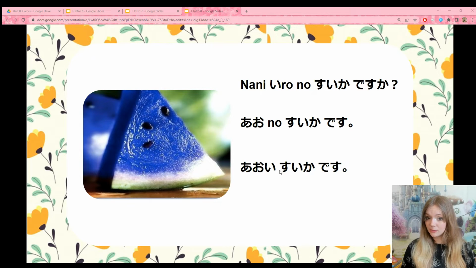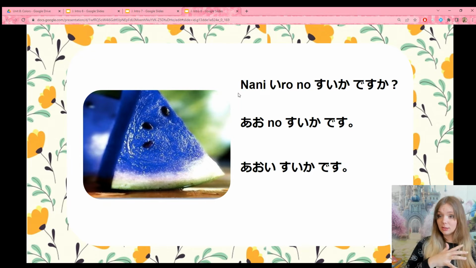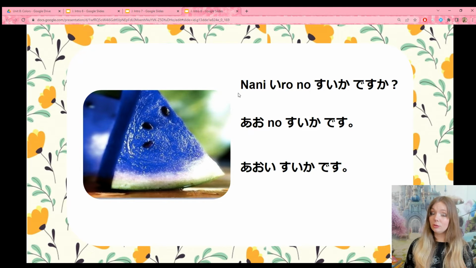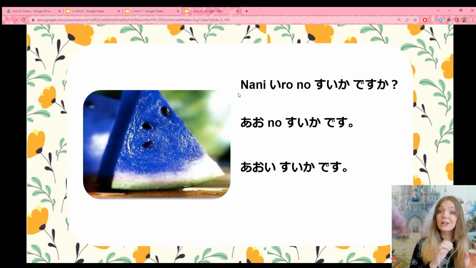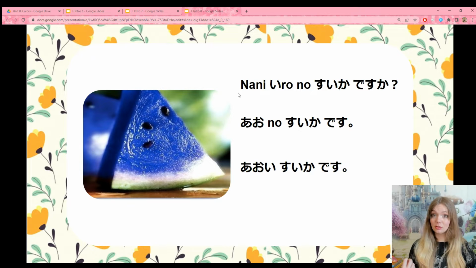Ready? So, first we have the question. 何色のスイカですか? Nani, do you remember? Is what? How about iro? Do you remember? Iro is color and suika is watermelon. So this question is, what color watermelon is it?